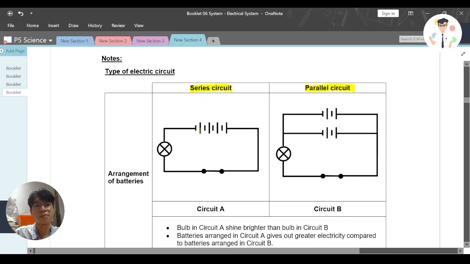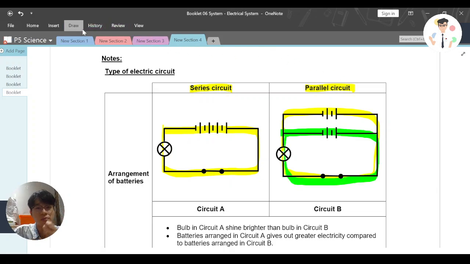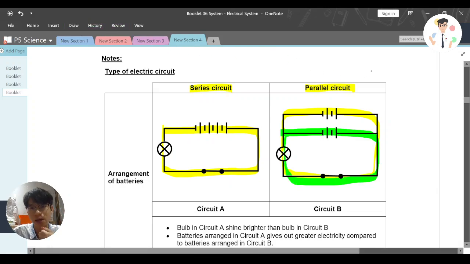A series circuit, in simple terms, is just one round, one circle. But in parallel circuits you can see that there's more than one. For example, I have one round, and I have another round here. Can you see that? That basically means it provides more opportunity here. What do I mean by more opportunities? I will explain later on.